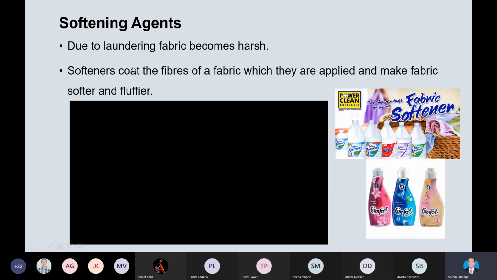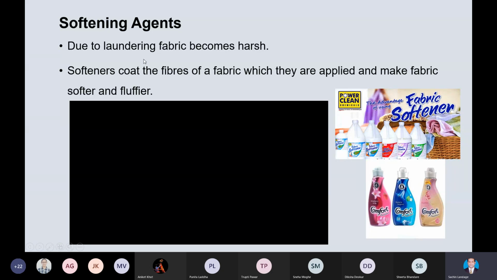Next, that is related to the softening agent. Now, every one of you is familiar with one of the most commonly available agents which we can use, our household softening agent, fabric softeners, Comfort fabric conditioner. They are using it, but all this is nothing but the softening agent.